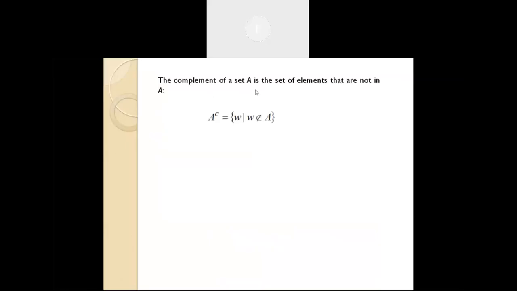The complement of a set A is a set of elements that are not in A. So A complement is a set of all W such that W doesn't belong to the set A. The difference of two sets A and B, denoted by A minus B, is defined like this. It is actually A intersection of the complement of B. So it has all the elements W such that W belongs to A, but W does not belong to B. That means you are subtracting the elements of B from the set.